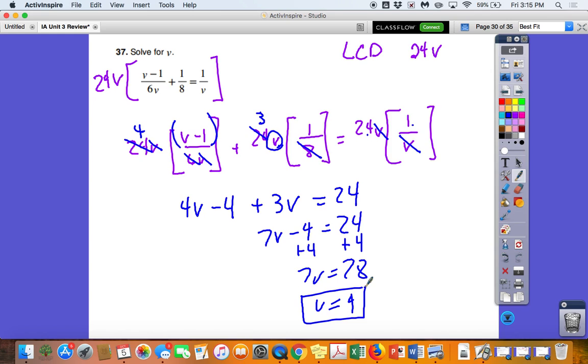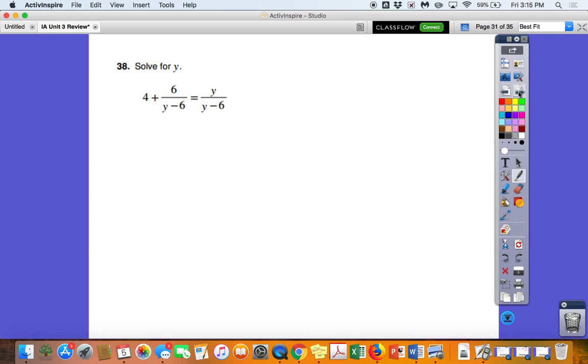Is 4 okay? Yes, because if I set these denominators that have variables, if I set either one of them not equal to 0, remember if you divide that, that's just 0. V can't be 0, which is the same thing you get for this one. It's just V can't be 0. So that's the only thing restricted. 4 is okay. We're good to go.